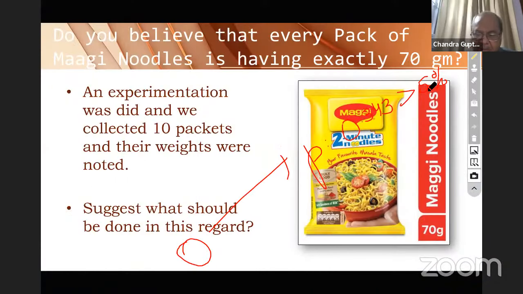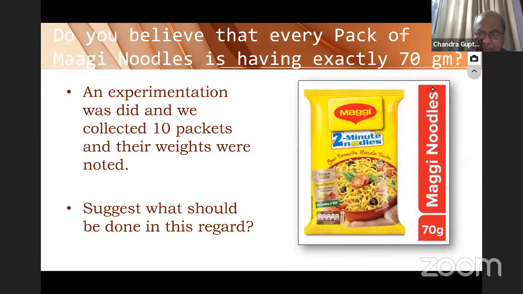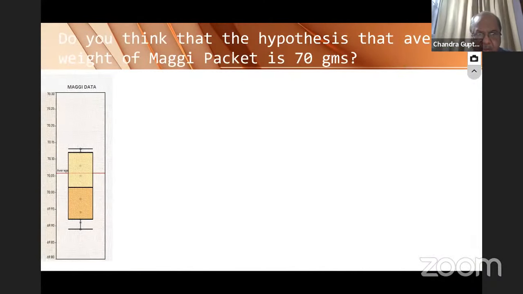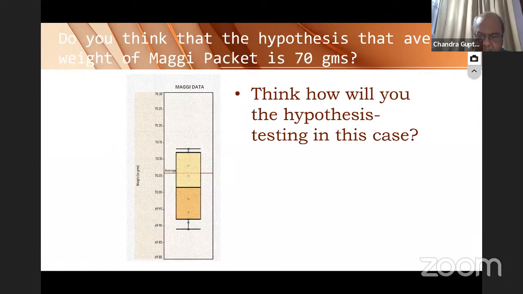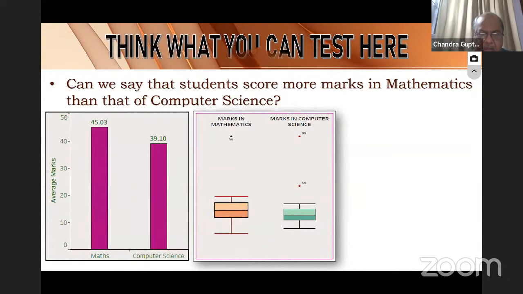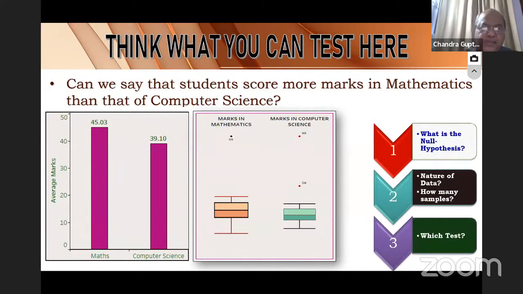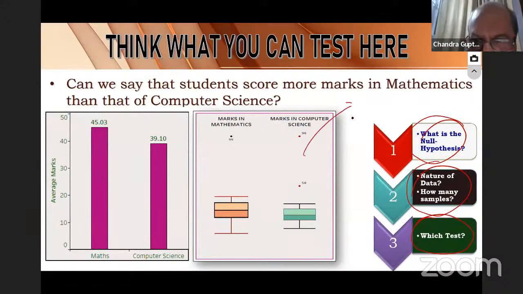Let's take another example. Can we say that students score more marks in mathematics than in computer science? What will be our null hypothesis? What is the nature of the data and which test do we have to use? What is the nature of the data? The scale level data. And marks in mathematics, marks in computer science.